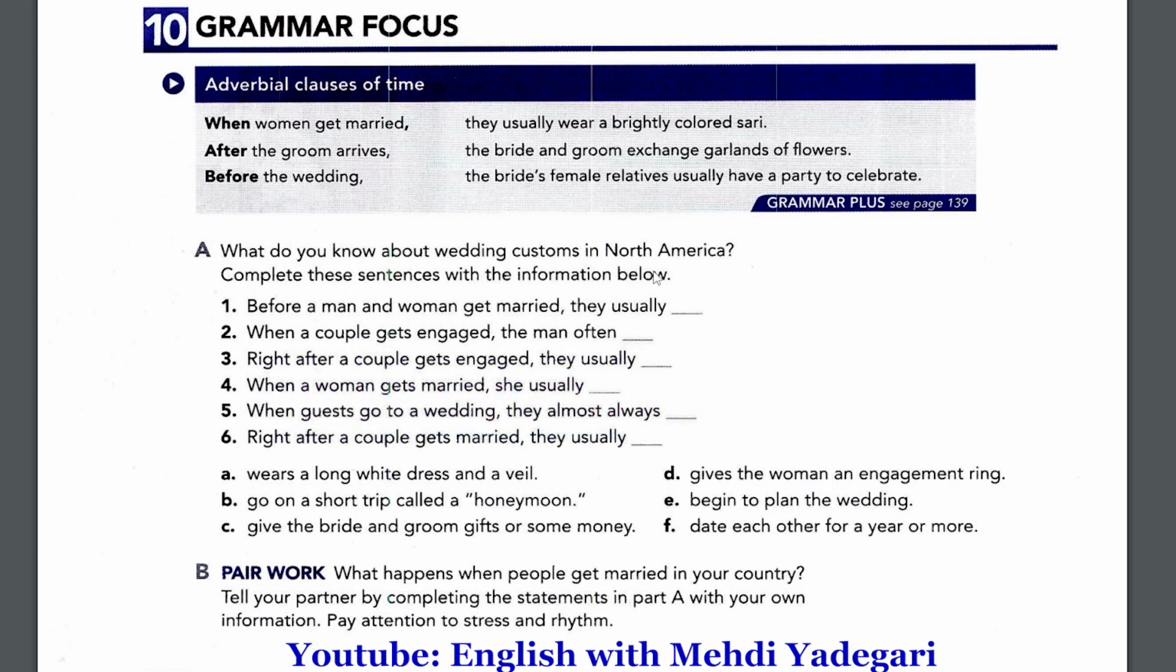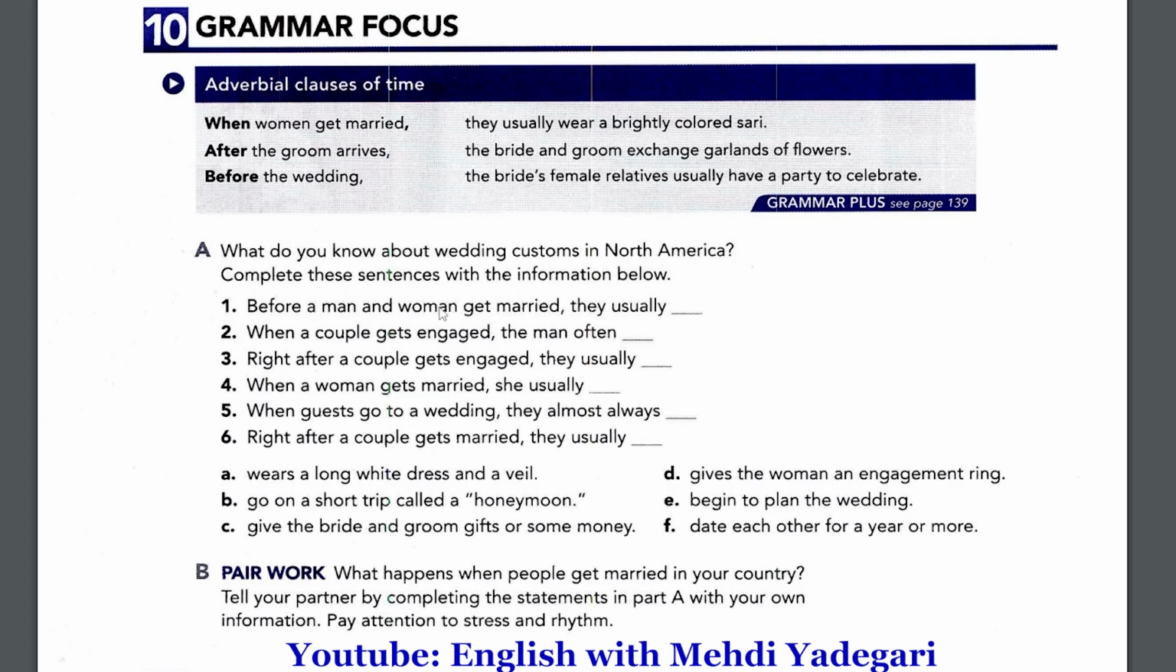In part A, there is a practice about what you know about customs in North America. We've got number 1 to number 6 and sentences from letter A to letter F. You have to figure out which sentence matches with which sentence.